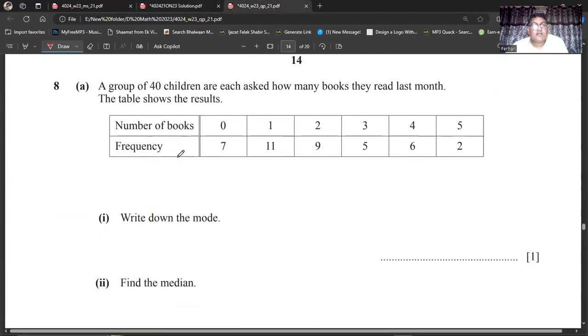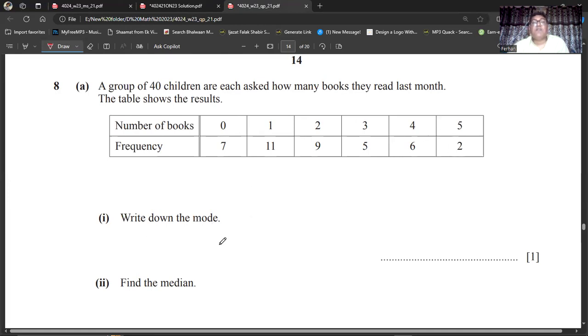Okay. So now we are going to the next question. That is question number 8, A part. A group of 40 children are each asked how many books they read last month. The table shows the results. So these are the number of books, and these are the number of children. 0 books, 7 children. 1 book, 11 children. 2 books read, 9 children. 3 books read, 5. 4 books read, 6. And 5 books read by 2 children.